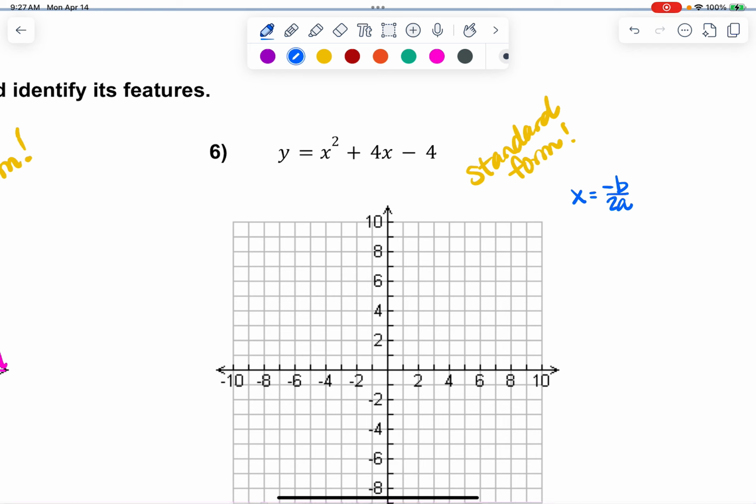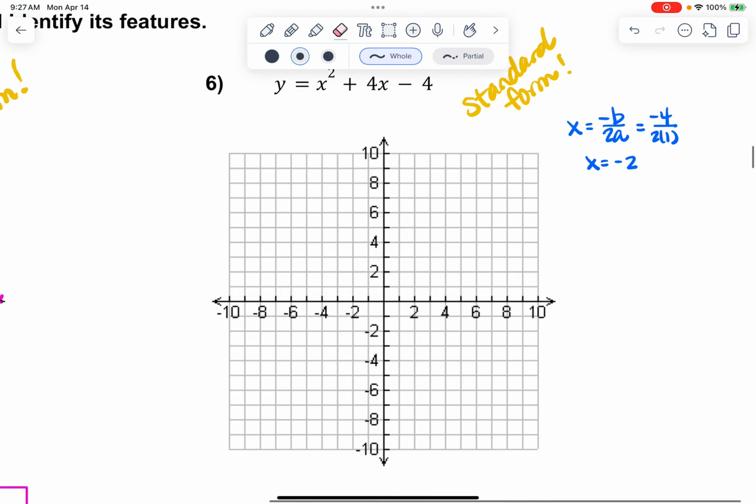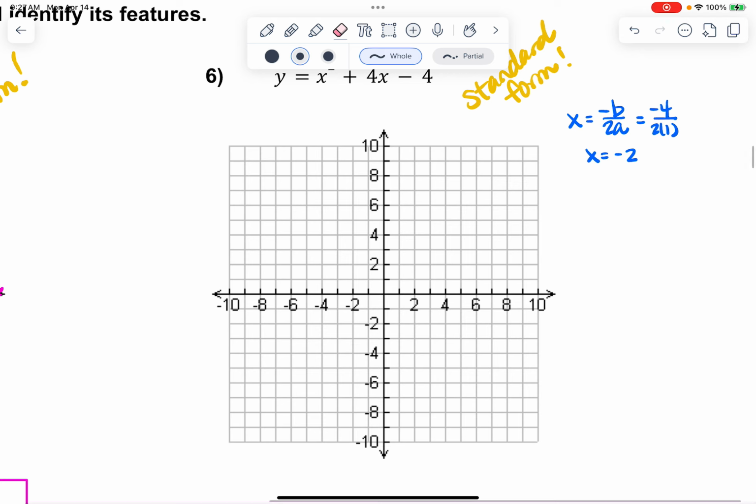So if x equals negative b, well, our b value is 4. All right, so negative 4. And our a value is the understood 1 in the front, so 2 times 1. So negative 4 divided by 2 is going to give us negative 2. Okay, so I know that the axis of symmetry is at x equals negative 2. So I'm going to just draw my little dashed line right here.